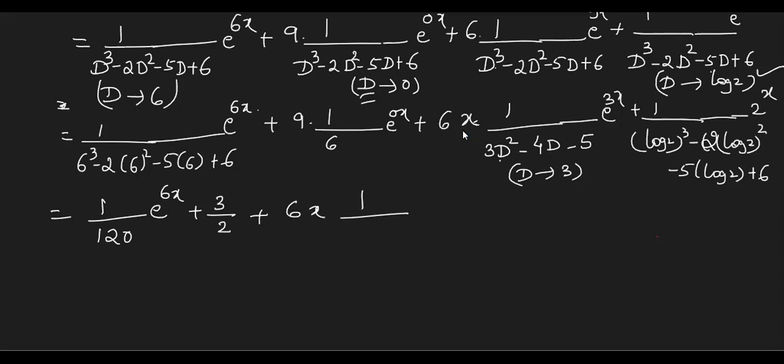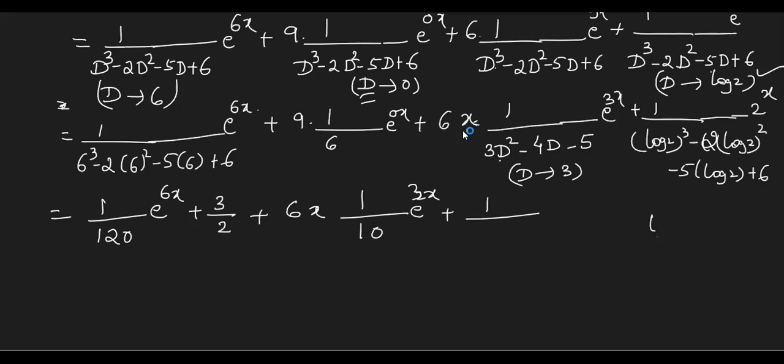3 into 3 square minus 4 into 3, so it is 27 minus 4 threes are 12, minus 5. I think it is 10. Am I right? 27 minus 17. Yes, ma'am, 10. Okay, yes.